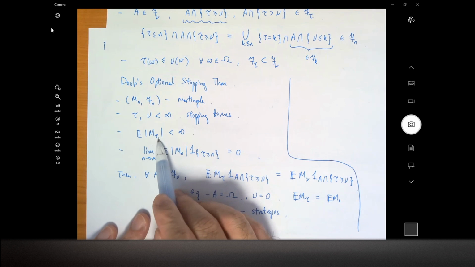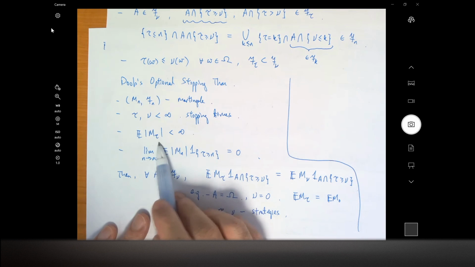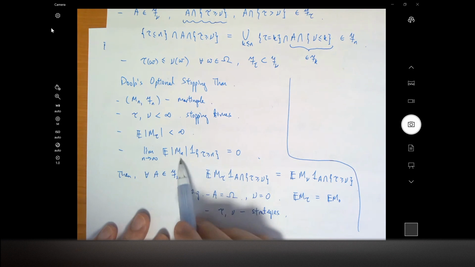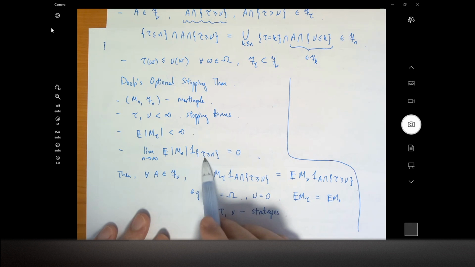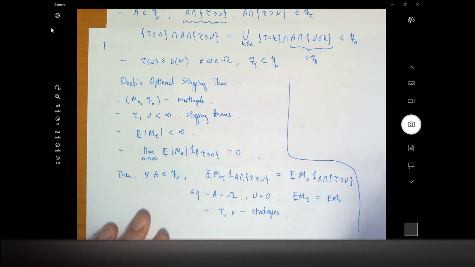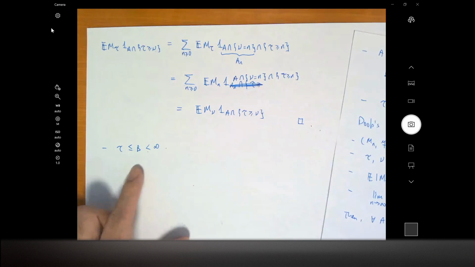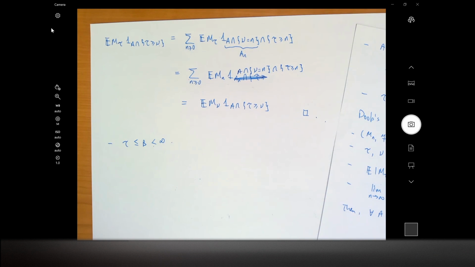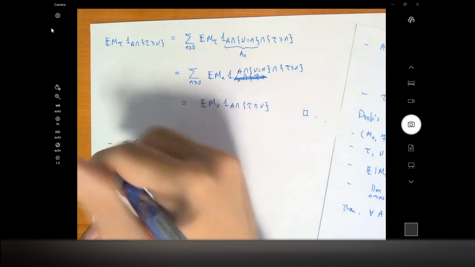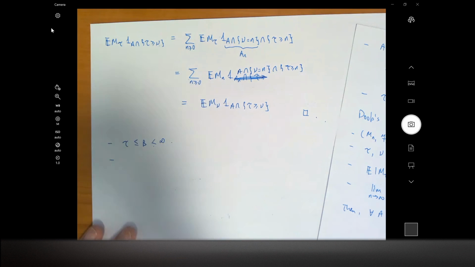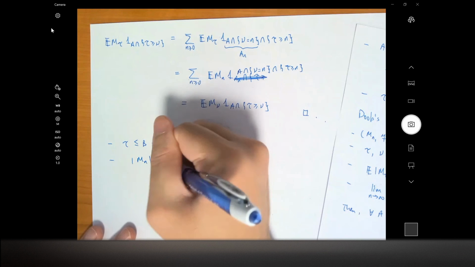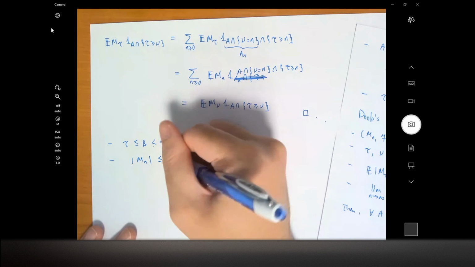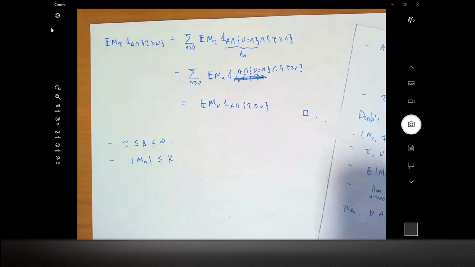Because for your martingale, we have assumed that all the M_n are integrable. And then this will also hold because tau is bounded, so as n goes to infinity, this will go to zero. So if you have a bounded stopping time, then your optional stopping theorem will hold immediately. Another case is where your martingale itself is bounded, say bounded by some k.